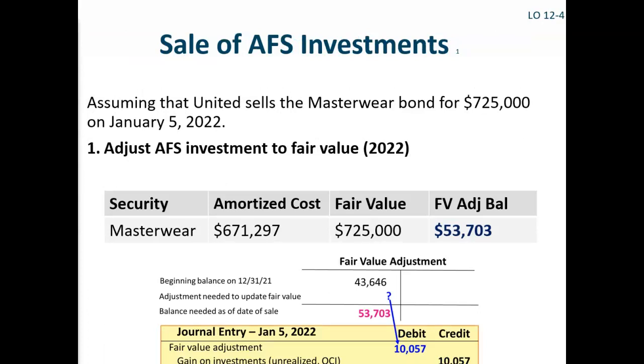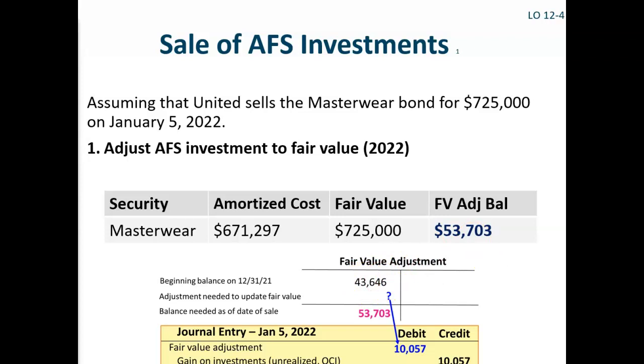When an available for sale investment is sold, as with trading securities, we first need to update the fair value adjustment account and recognize any unrealized holding gains or losses that have occurred during the current reporting period just prior to the sale. Remember that on December 31st, 2021, the amortized cost of the Masterware bonds was $671,297. Hasn't changed. And the fair value at that time was $714,943. We recorded a fair value adjustment of $43,646 on December 31st for this unrealized holding gain, and that is why we now have a beginning balance in the account of $43,646 as shown in this T account.